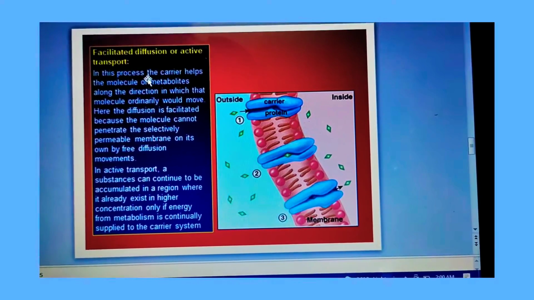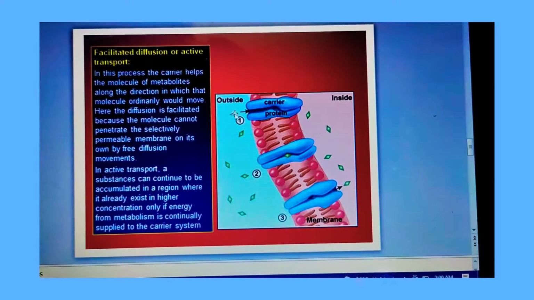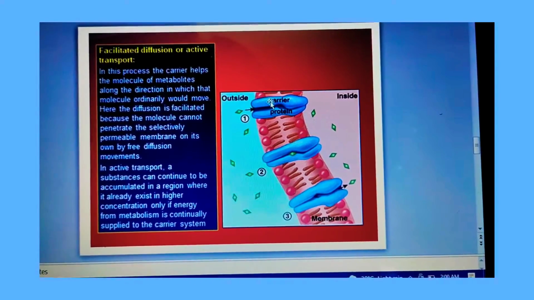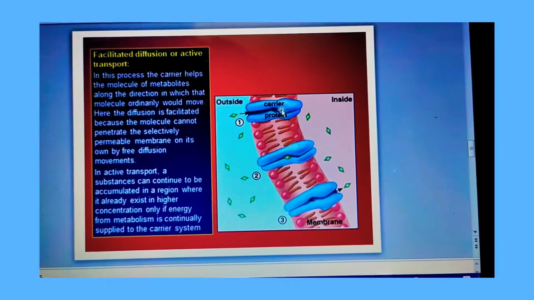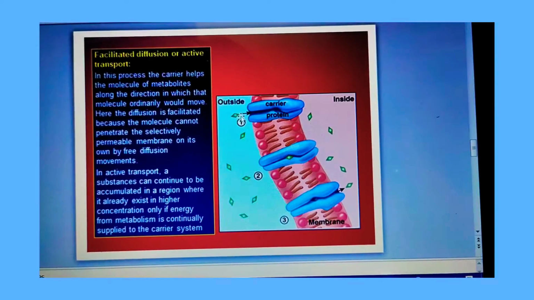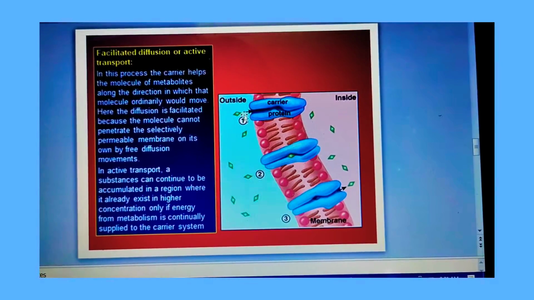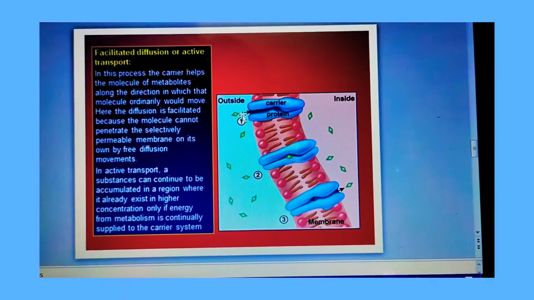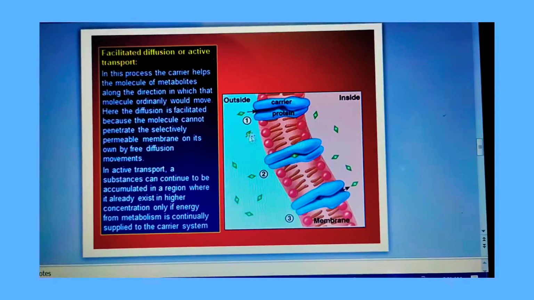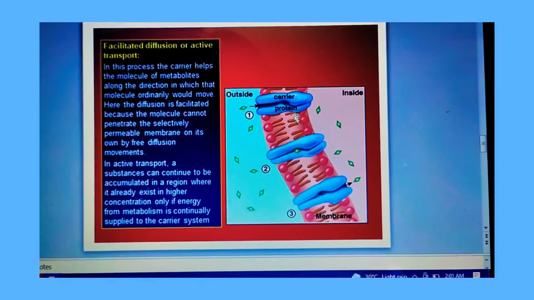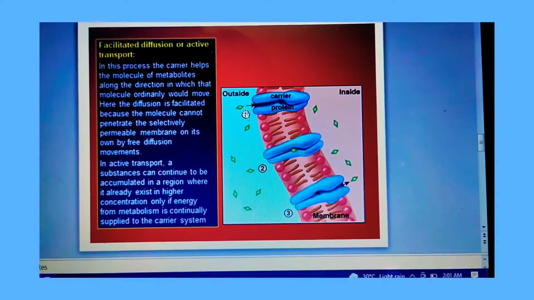What is happening actually in this process? The carrier helps the molecules or metabolites along the direction in which those molecules ordinarily move. So basically, those carriers are proteins which will selectively help. Why is it called a permeable plasma membrane? It is because not any molecule can enter the cell organ. No, this protein will be helping the molecules, and what type of molecules?